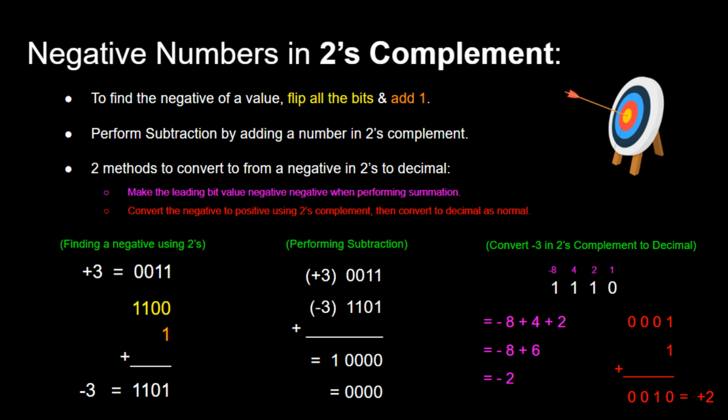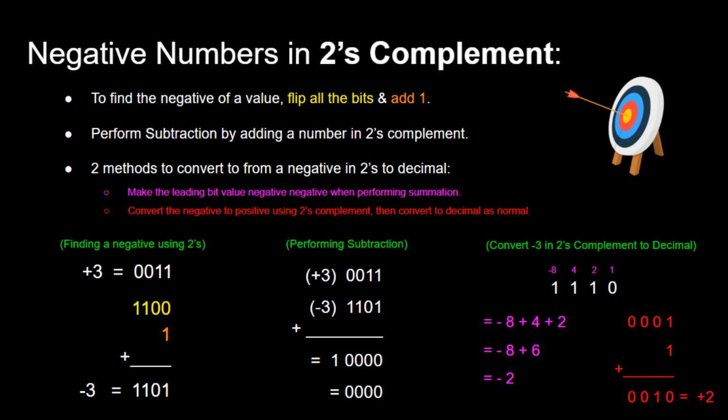If you need to find the real value of a negative number in 2's complement, there are 2 ways to do it. The more difficult, but still pretty easy method, is to make the leading bit a negative and then just add the values of the remaining bits. For example, if we have the value 1110, the leading bit is 1, so we write negative 8 plus 4 plus 2 is equal to negative 2.